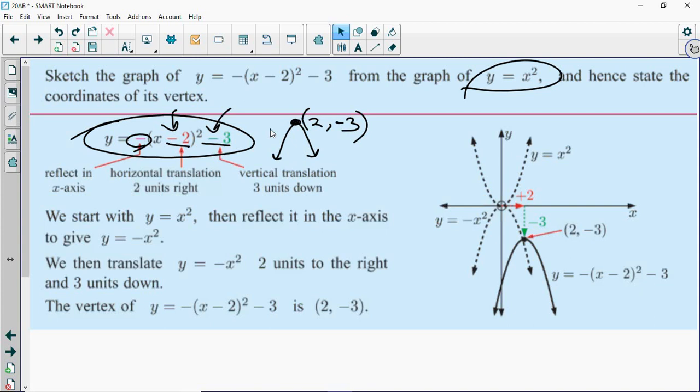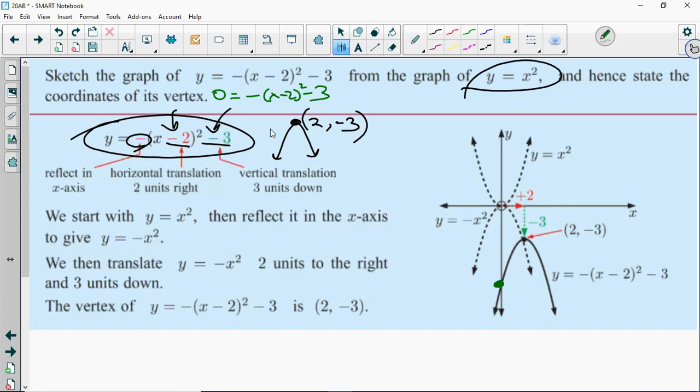The only other information that I might want to work out is, what's the y-intercept? And that's easy. We just put x equals 0 into the equation. Easy to find. And then I might figure out where my x-intercepts are. And that involves setting y equal to 0. In this case, look at the picture. There are no x-intercepts. And that makes sense because in my equation, I'd be solving 0 equals negative (x minus 2) squared minus 3. Let's think about this.